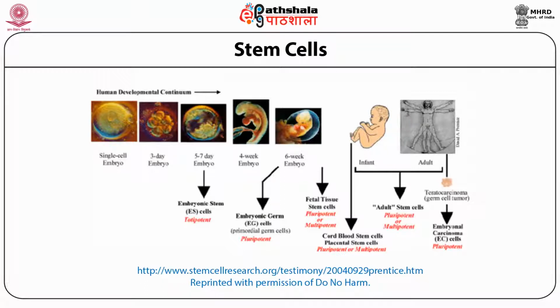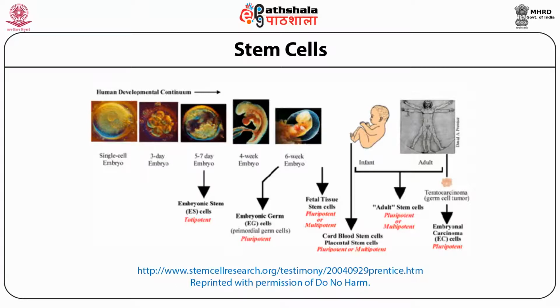So let us define how these stem cells are formed and how many types of stem cells are formed. When you look at the human developmental process, there is a single-cell embryo, and then it progresses to a 3-day embryo, then to a 5-day embryo. The cells which we obtain from 5 to 7 day embryos are called embryonic stem cells, and these cells are called totipotent cells.